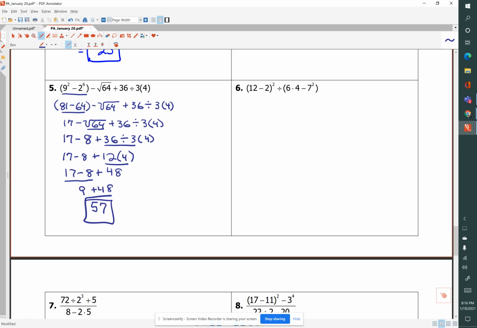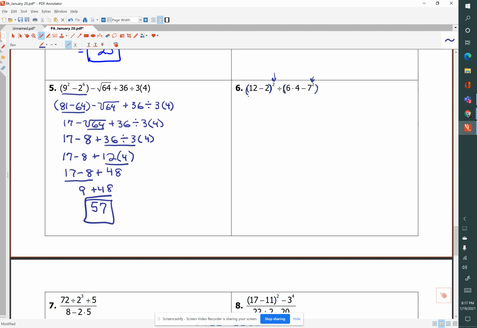Go step by step. Number 6, we have 12 minus 2 in parentheses with an exponent of 2, and we have 6 times 4 minus 7 to the 2nd power. This exponent is within the parentheses. Look at those two exponents. They mean two very different things in the context of this problem.